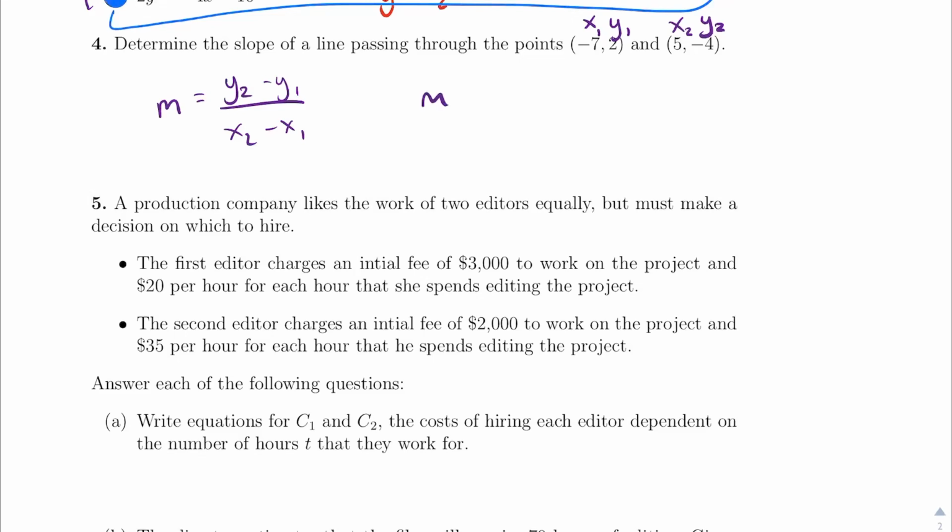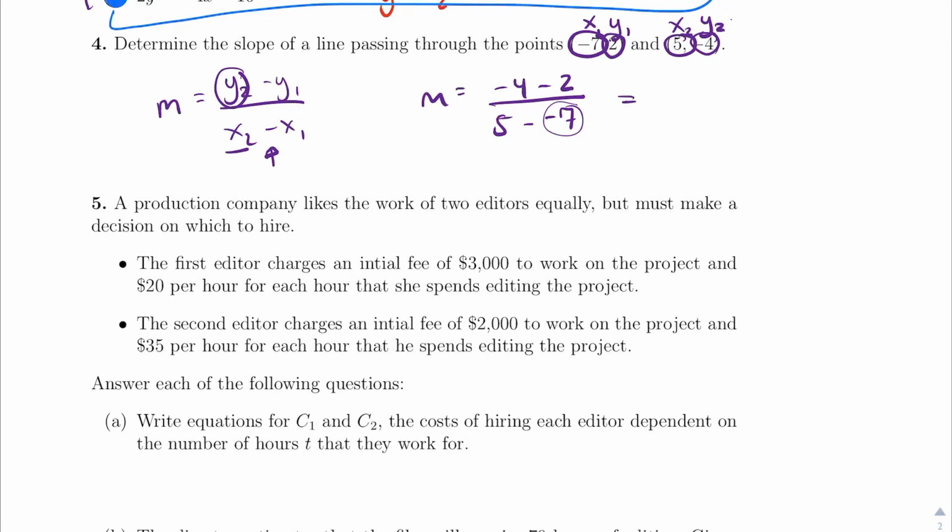Now all we have to do is substitute into our formula. We do y2 minus y1 over x2 minus x1. And this is probably the step that's most important to be careful about, because our x1 value is negative and the formula itself has a minus. We get minus a minus.